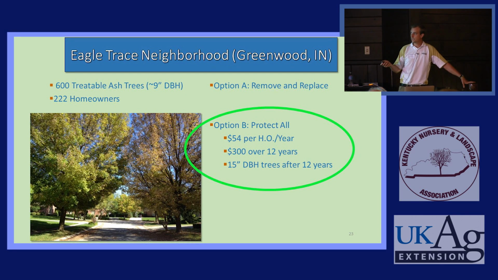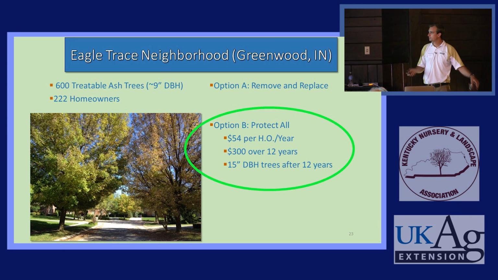So what they had was 600 treatable trees. They discounted the ones that were not going to be treatable, like I mentioned earlier, the ones with girdling roots, etc. And they averaged about 9 inches DBH, and there's 222 homeowners.